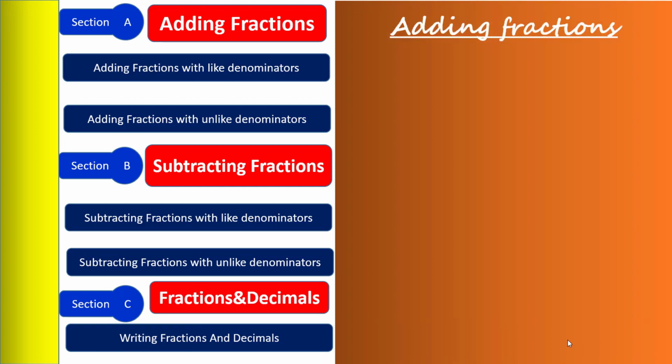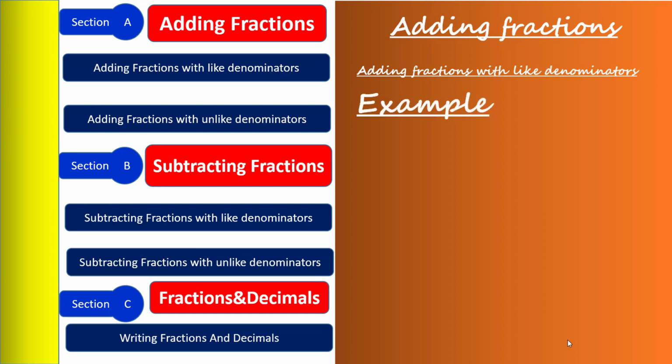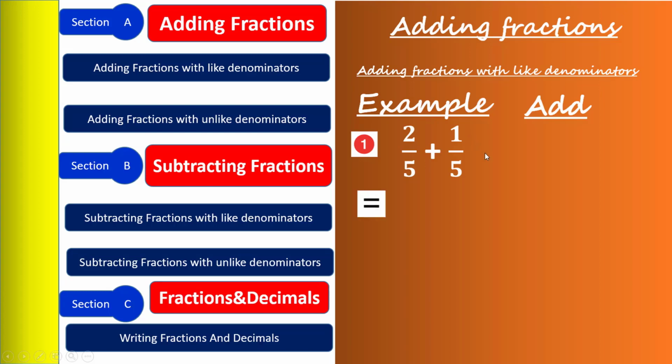First, adding fractions. Adding fractions with like denominators first. For example, if we have two fractions like 2 over 5 and 1 over 5, we have the same denominator, which is 5. So bring down the same denominator and add the two numerators, 2 plus 1 equals 3. So it will be 3 over 5.